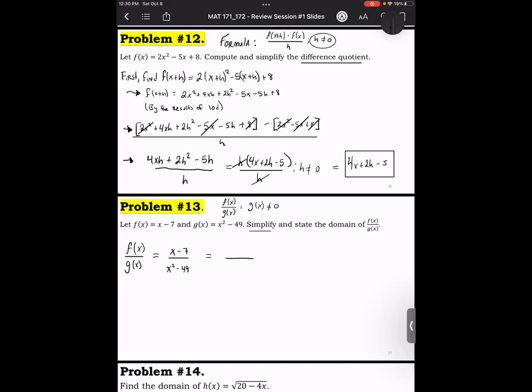For example, the numerator, x minus 7, in that binomial there's nothing to really factor, right? The greatest common factor between x and negative 7 is just 1, so you leave it alone. But look at the denominator, x squared minus 49. Can I factor the denominator of this function?